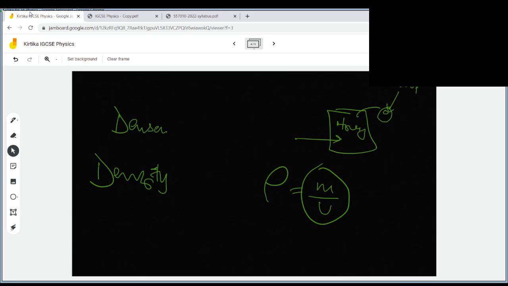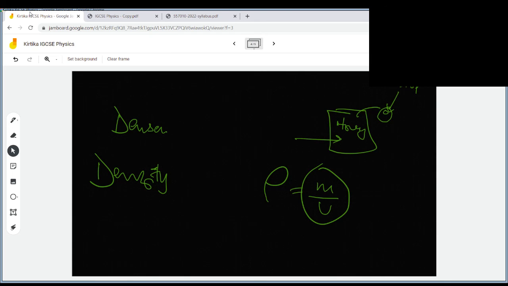I have a question. Do we have to learn the values of the density of water? As of now, no. You'll be given a few of these, and what you have to learn by virtue of past paper practice, you'll automatically learn. Right now, you don't have to worry about any of that.